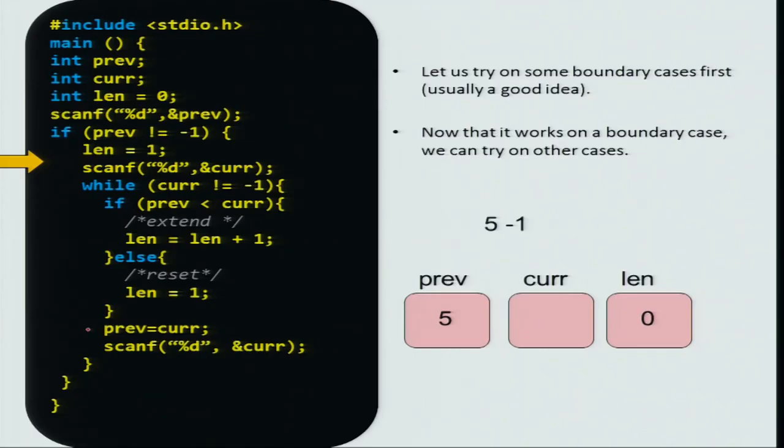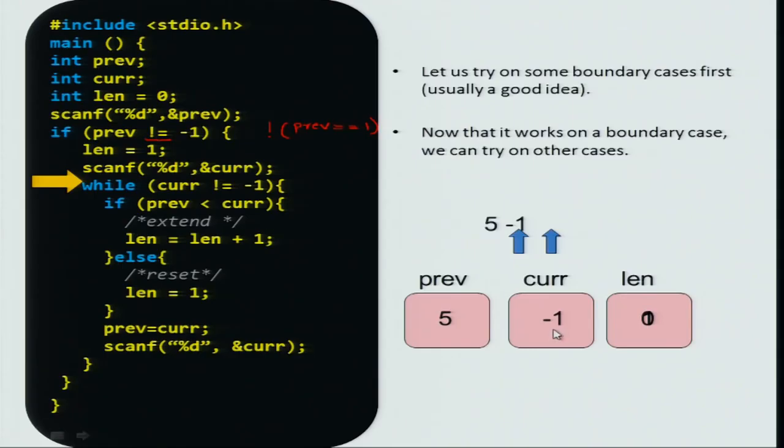Okay, I have used an abbreviation here which is the not equal to operator. This is the same as saying not of previous equal to -1. Okay. So, previous not equal to -1 is the same as saying not of previous equal to -1. It is an operator in C. Then you say that the length is 1 because you have seen one number, and scan the next number. The next number is -1.